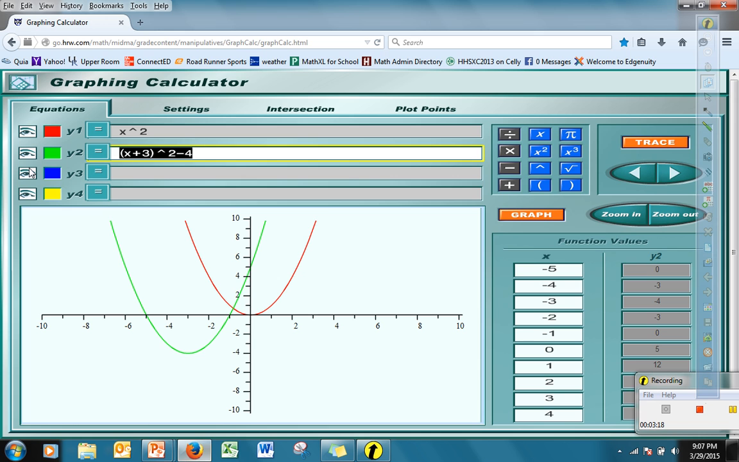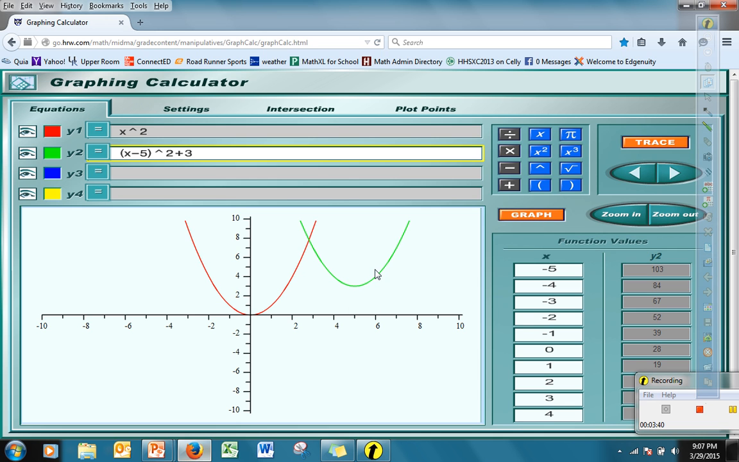I'm going to throw one more at you here. If I went x minus 5 quantity squared plus 3, you should know what that vertex is going to do. Instead of being here at 0, 0, it's going to move it to the right 5 units and then up 3. So let's check it out. Looks like it moved it over 5 and up 3.